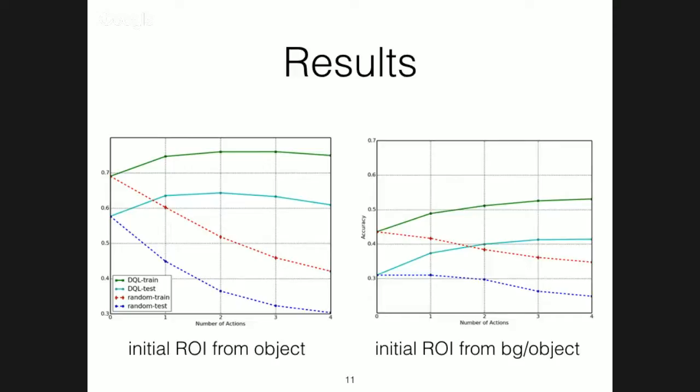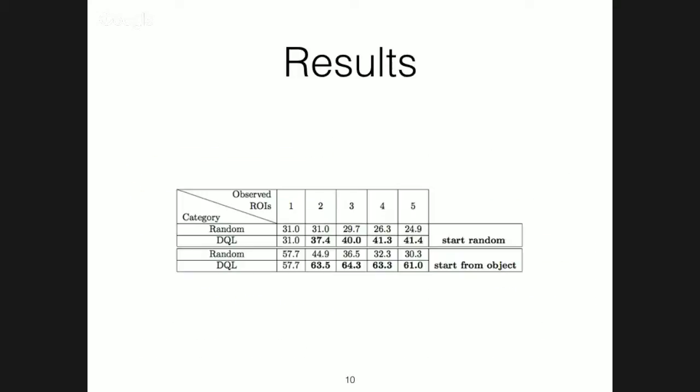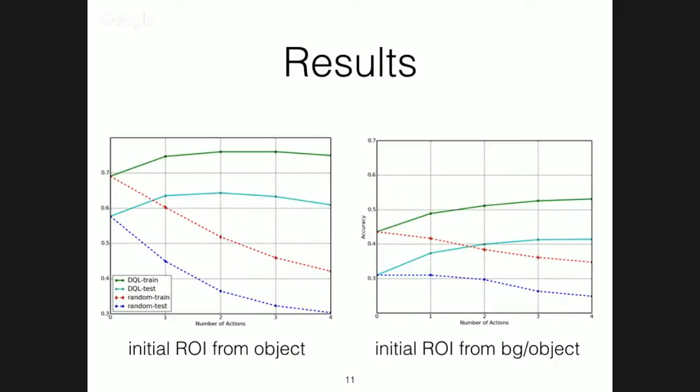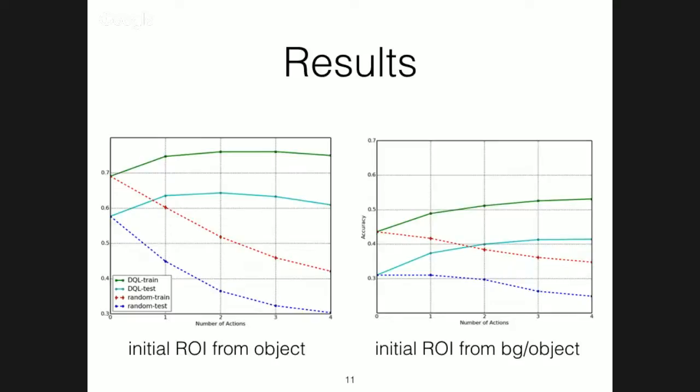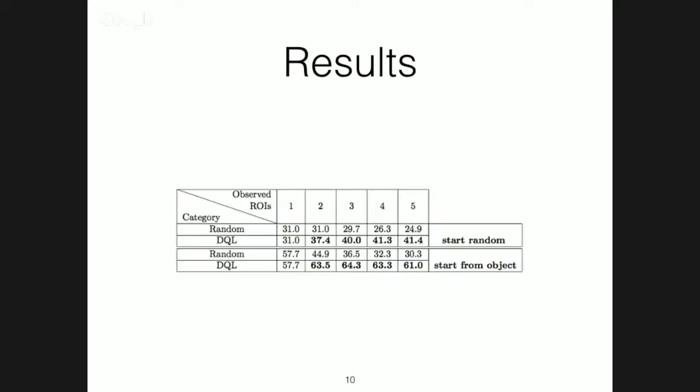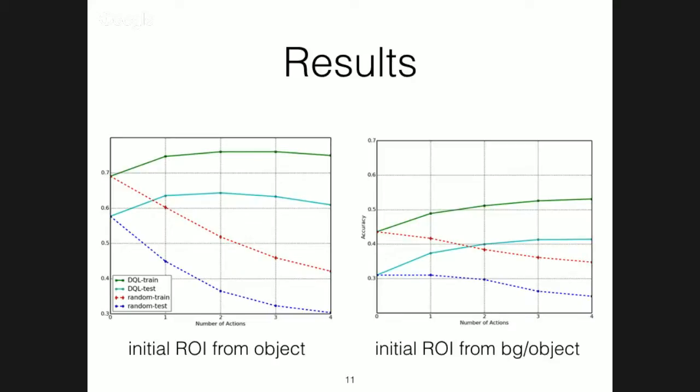So, wait, on the previous slide, you had that if the initial ROI was on the object, yes, it got 57.7% in both cases. It looks like. Oh no, that's the training. So the top one is the training data, and this is just for the test data. Oh, okay. So this is the bottom curve, the lower performance. Okay.